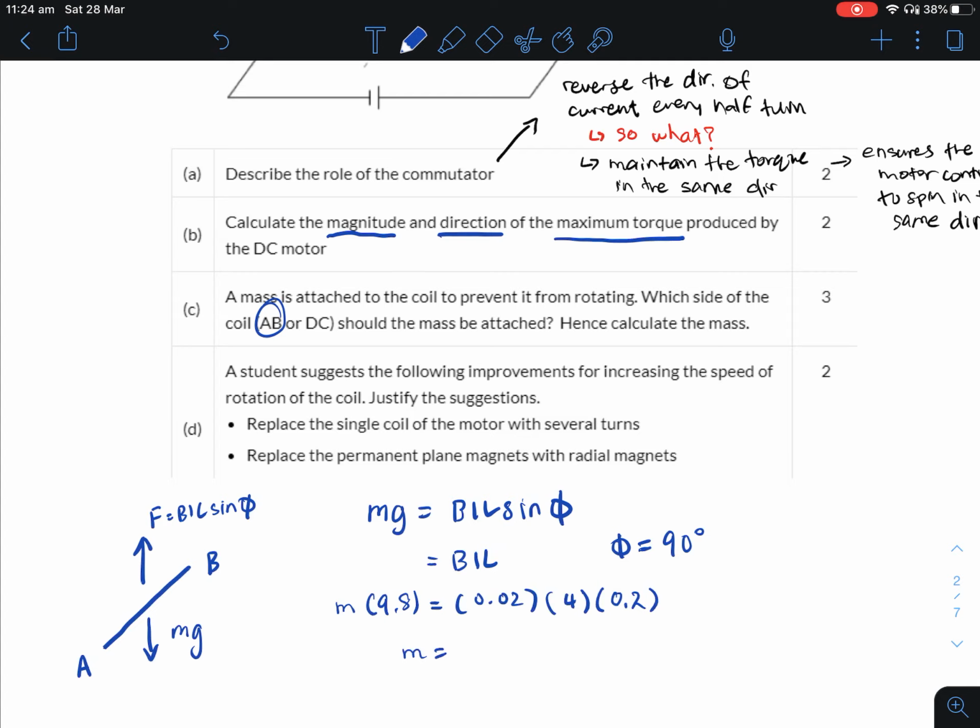And so if I type that into the calculator, I will get 0.0016, and this is the mass, and so that's kilograms.